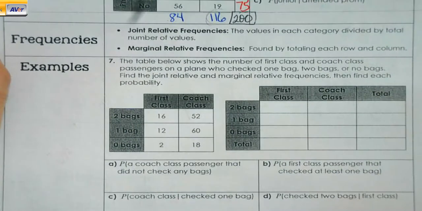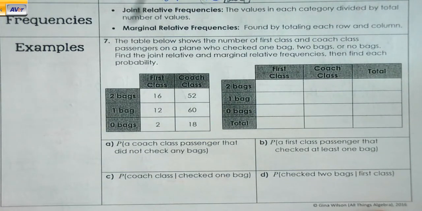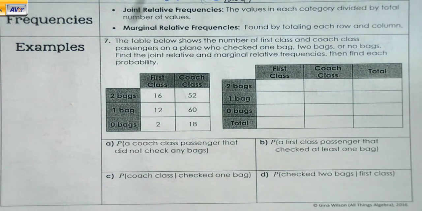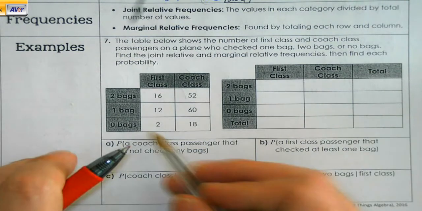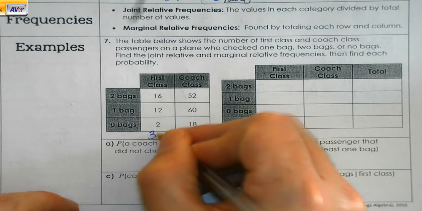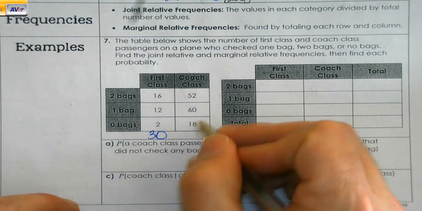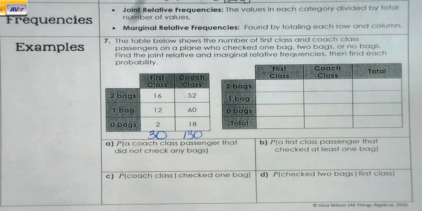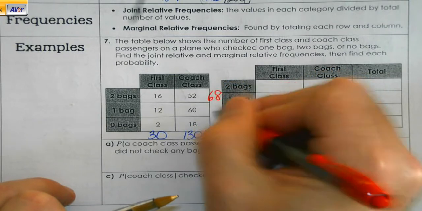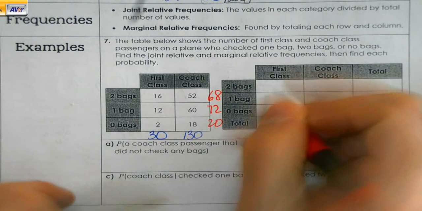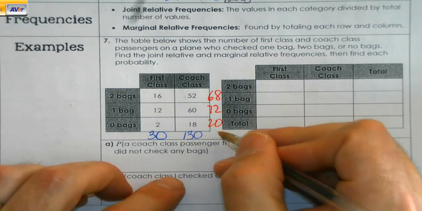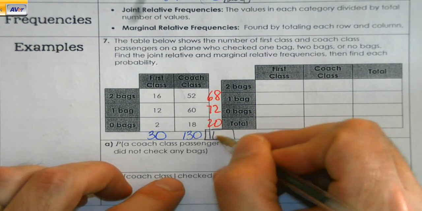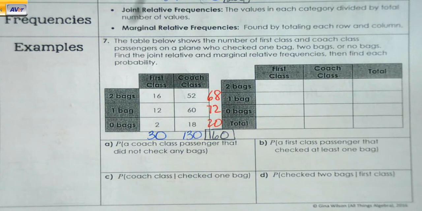So, when we get down here to 7, first job, you know what it is, totals. Still going to need them. So we start doing a little addition down. We do a little addition horizontally. Cross our fingers that the numbers in the middle equal the same thing. 30 plus 130 is 160. 68 plus 72 plus 20 is 160.